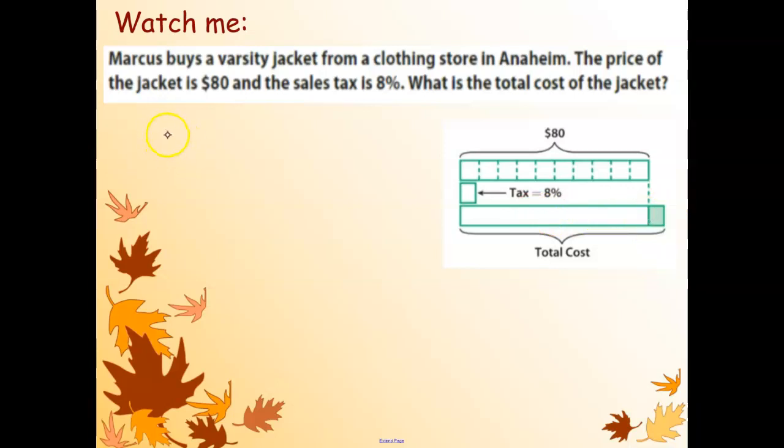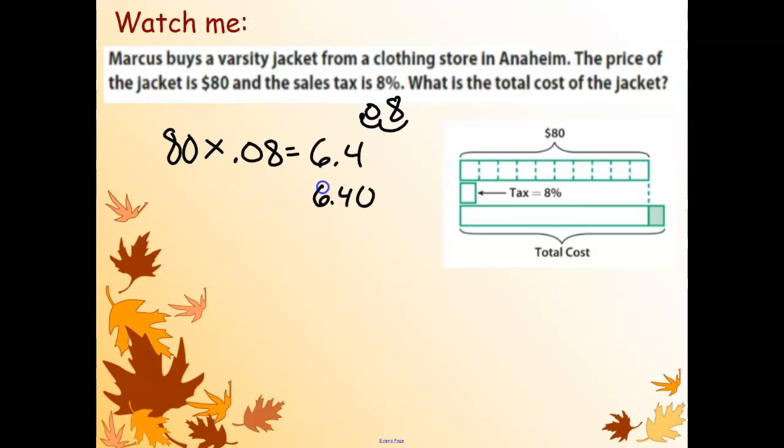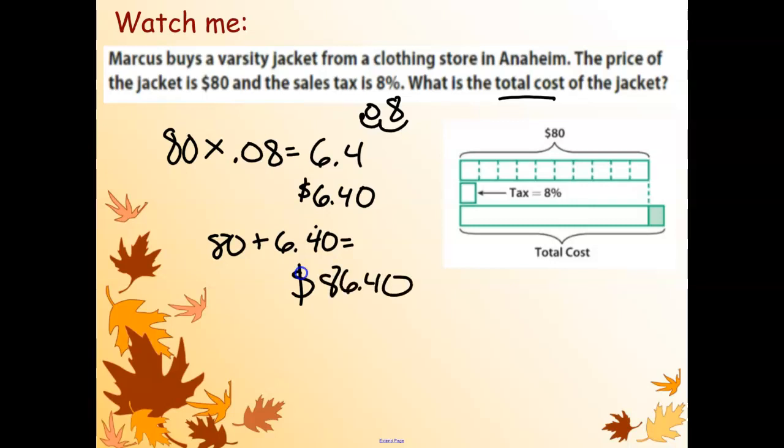Okay, so we start by finding the part. So we're going to take that original amount times the percent as a decimal. So remember, we got a hidden decimal right here. We move it twice. We fill in with 0. So we're going to multiply by 0.08. And that's going to give us 6.4. You also want to make sure you're doing whatever the problem asked you to do. Sometimes they might say, find just the tax. And if so, we would make it look like money. And we'd say, okay, the tax is $6.40. But in this case, it wants us to find the total cost. So we need to take the $80 jacket plus the $6.40. And we give a grand total of $86.40 when you hit the register.